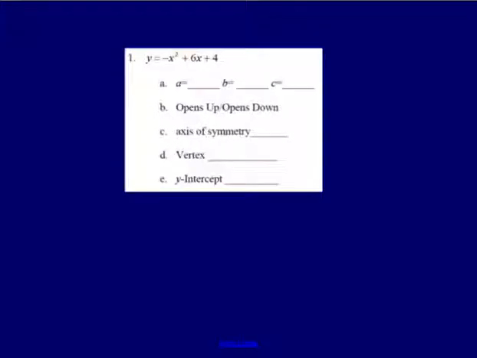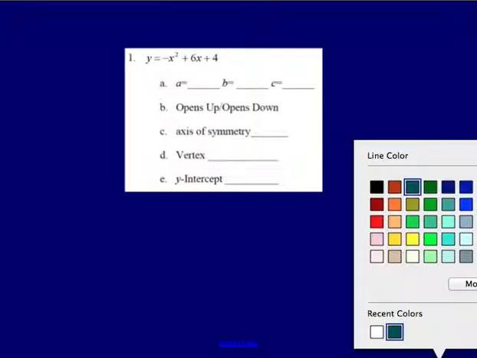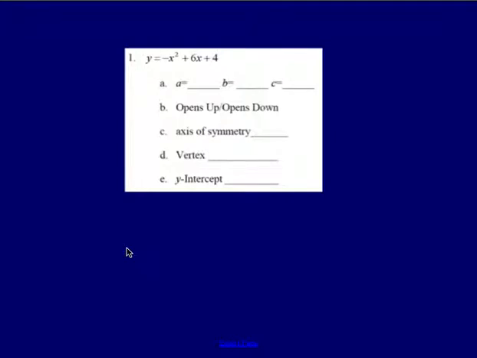So for this first one, let's just review what we did yesterday. First of all, I want to line up my A, my B, and my C. My A is always with the squared term. Well, there's no number there, but it's going to be -1. My B is always with the x term, so that's going to be 6. And my C is always my constant.